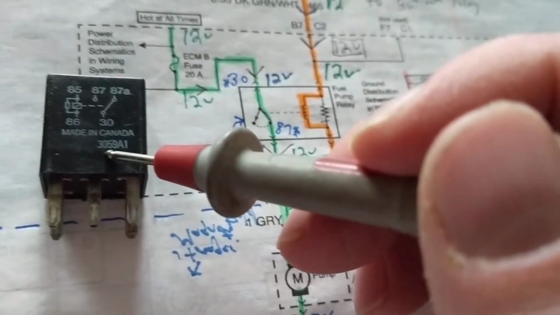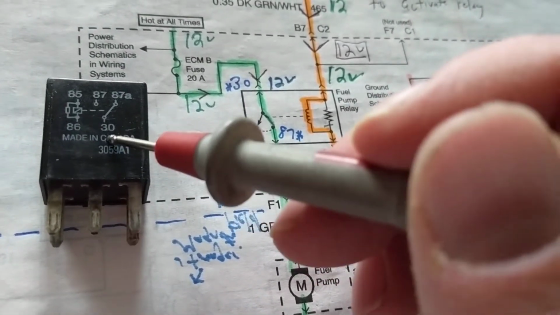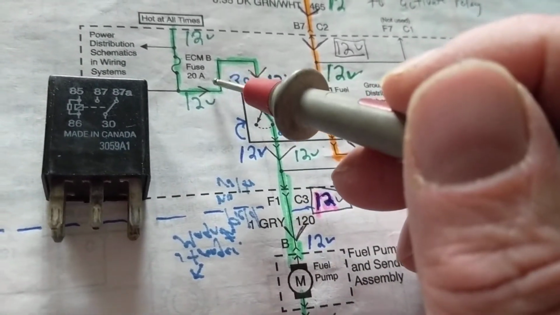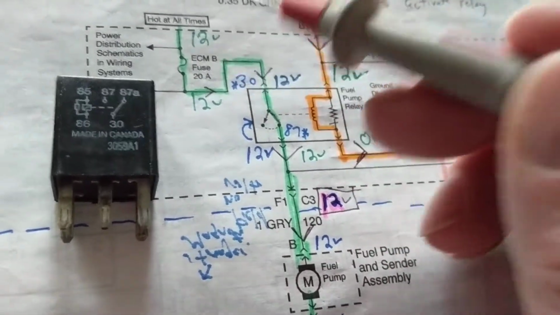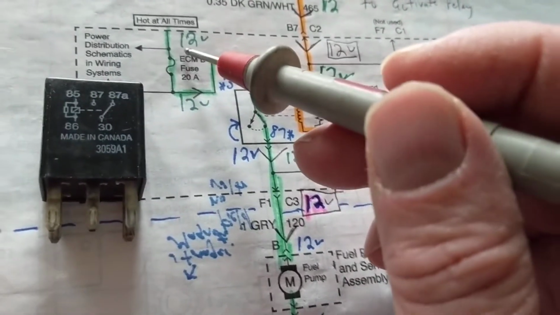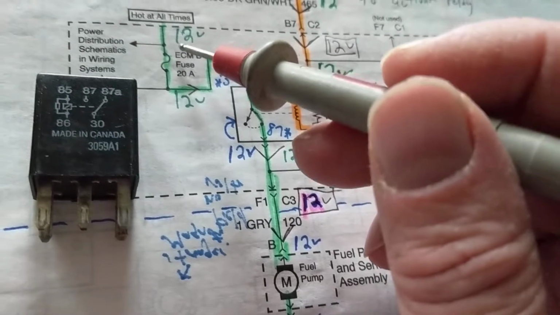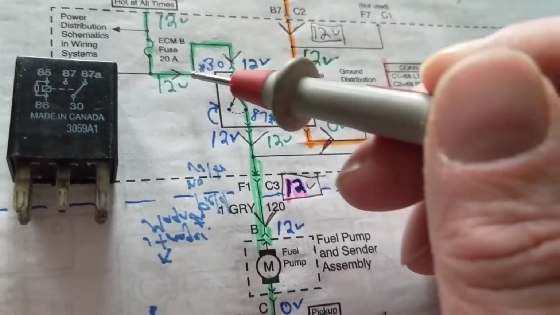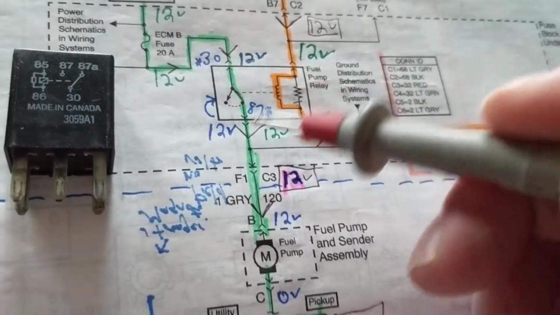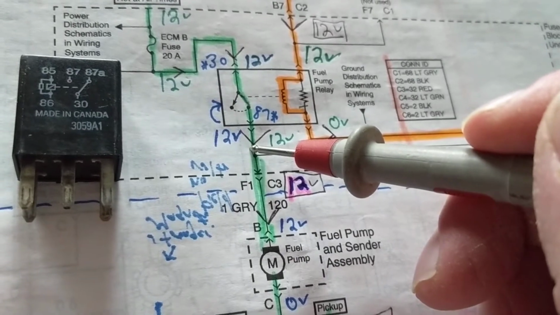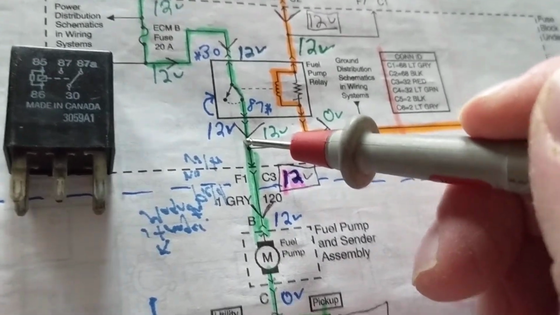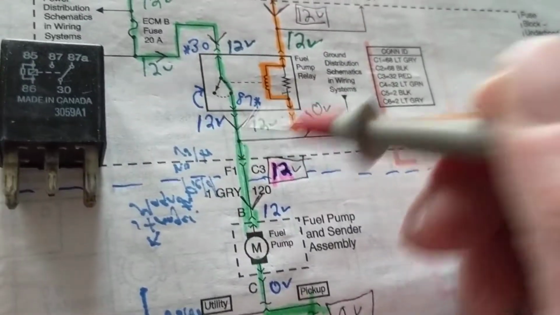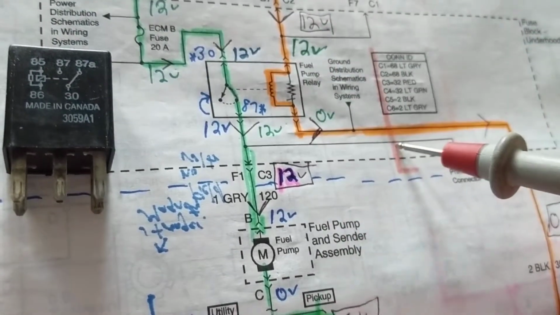This is connected to what? This is connected to the fuse that's hot at all times. That means it's always hot. If you put your probe here, regardless of the ignition switch position, I'm always going to have 12 volts here. Will I have 12 volts over here all the time? Is it hot at all times? No. Why? Because it depends if there's current flowing here.